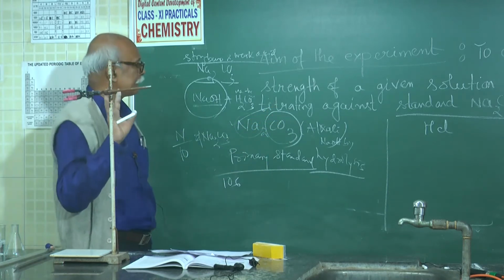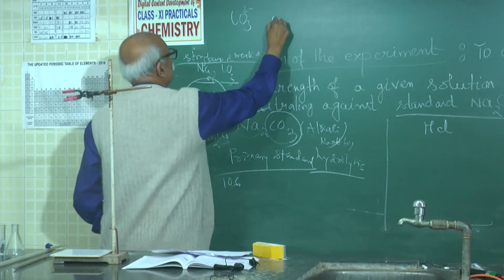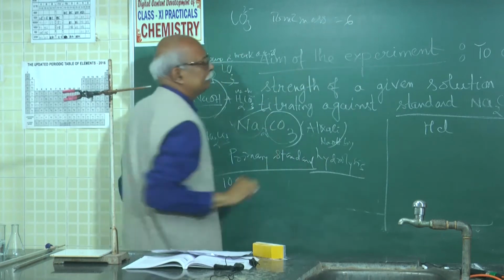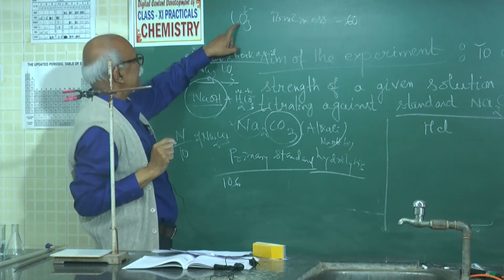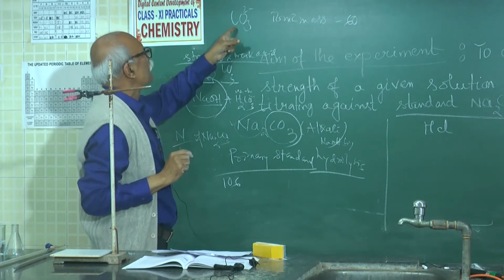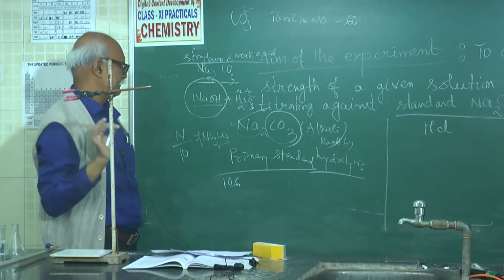Instead of doing like that, you remember the carbonate ionic mass. Ionic mass of carbonate is 60: 16 into 3 is 48, plus 12, 60. So if you remember the ionic mass like that, then you can calculate the molar mass easily.